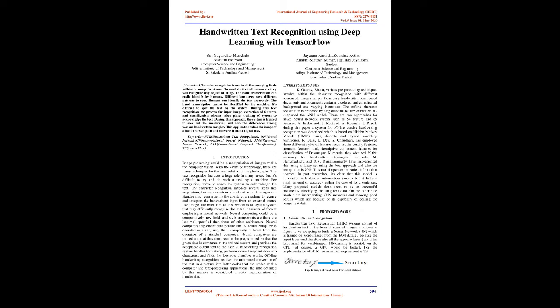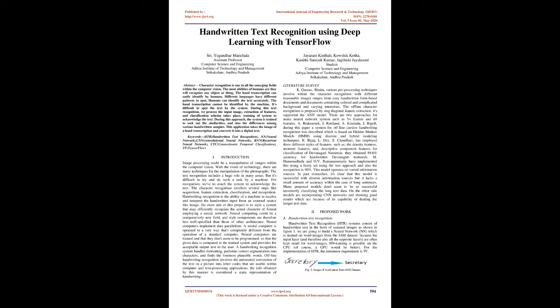With the advent of technology, there are many techniques for the manipulation of photographs. Text recognition plays a huge role in many areas. But it's difficult to do such a task by a machine. For recognition, we have to train the system to recognize the text. Character recognition involves several steps like acquisition, feature extraction, classification, and recognition.